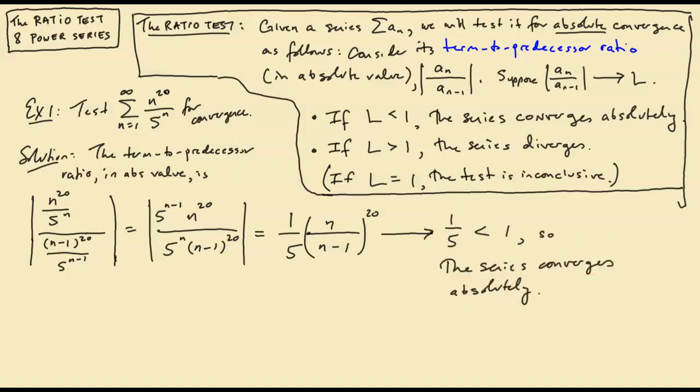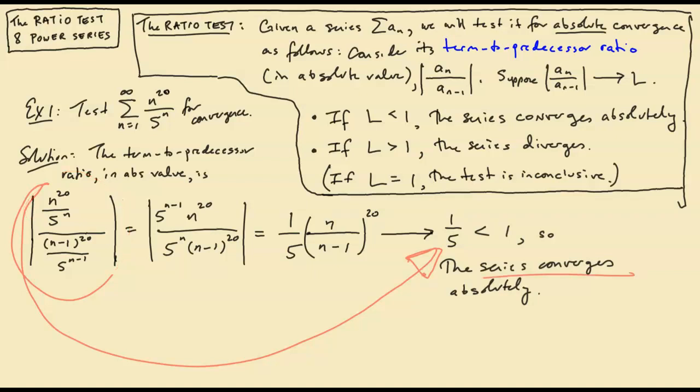And again, this makes perfect sense. Just think in your mind what that ratio test is doing. It's essentially comparing it to a geometric series in the tail. What we showed here was that if we take the term-to-predecessor ratio of that series, it gets closer and closer to 1/5 in the limit. That means it looks more and more like a geometric series whose ratio r is 1/5. And of course, such a geometric series converges.